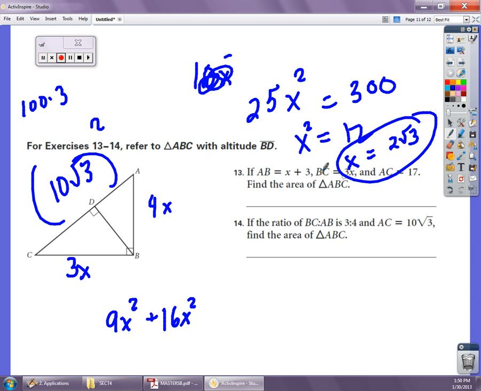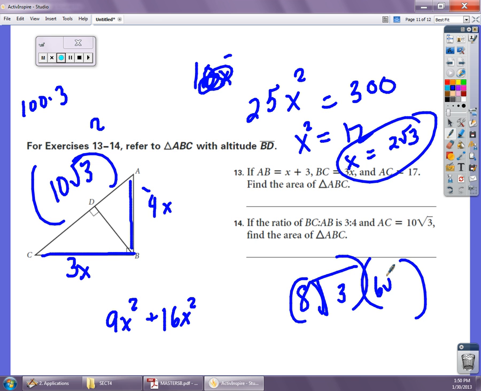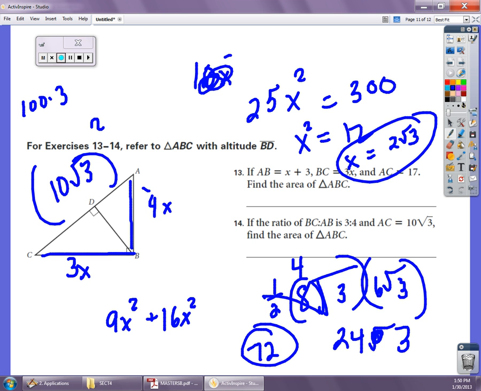Now that I know that x is 2 root 3, I could find the area because this is the base and this is the height. 4 times 2 root 3 is 8 root 3. Times 3 times this, which is 6 root 3. And then I have to, because it's a triangle, multiply by 1/2. I could take half of 8 and make it 4. 4 times 6 is 24. Root 3 times root 3 is 3. So then finally, 24 times 3 is 72. And that's the area of triangle ABC.